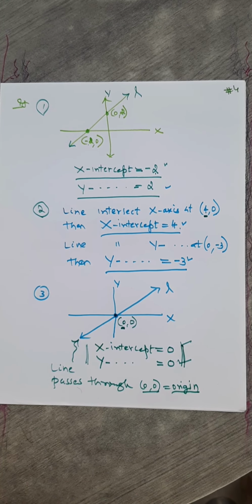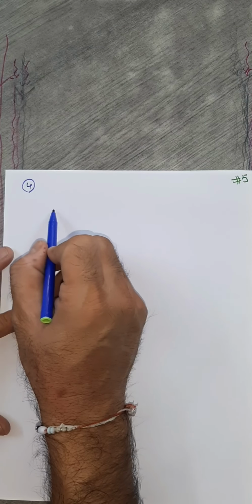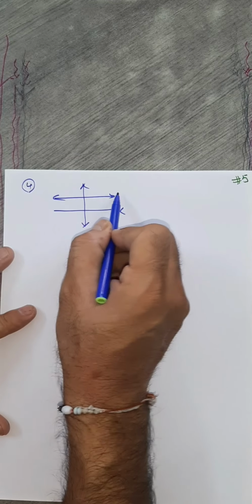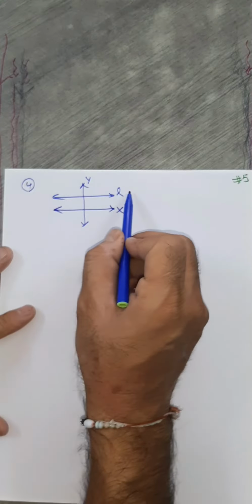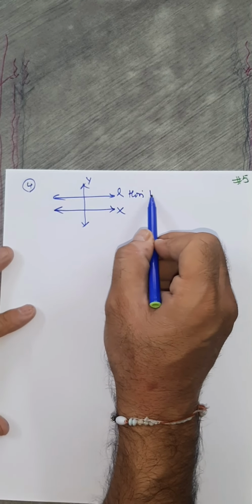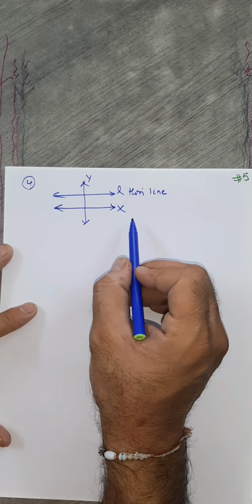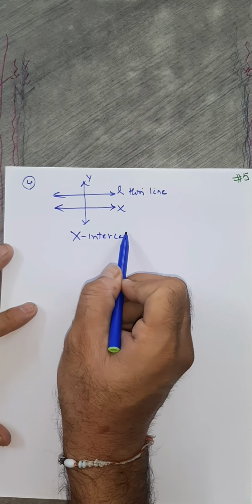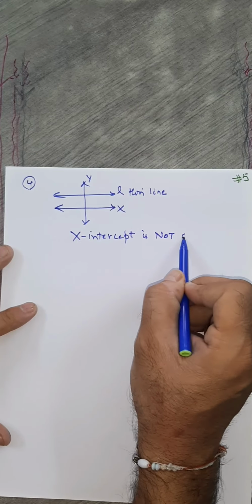Understood? Okay. Now come to this one more thing. Here, I'll draw one line like this. Which line have I drawn? You know, this is called a horizontal line. You already studied. Can you get the x-intercept of this? No, because it will never intersect the x-axis. So here the x-intercept is not defined, or you cannot find it.